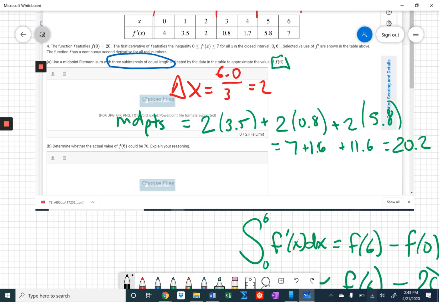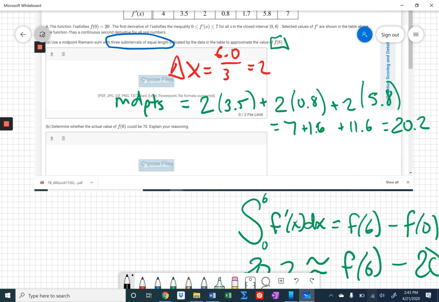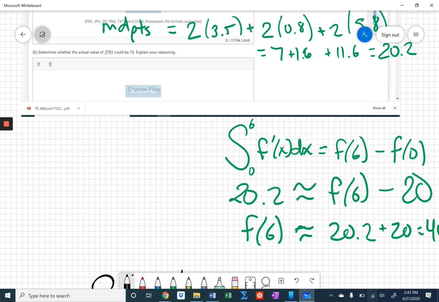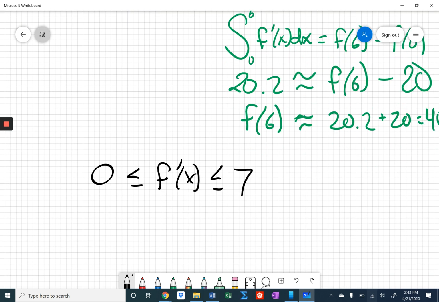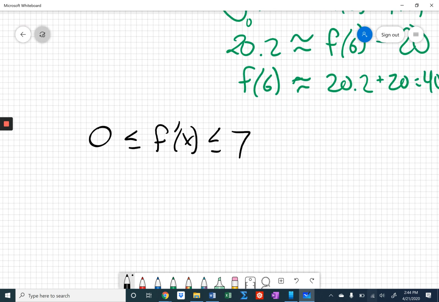All right, moving on to part B. It says determine whether the actual value of f of 6 could be 70 and explain your reasoning. Of this entire quiz, this is probably the most challenging question because it's a little bit cryptic and you're under time pressure, and how am I going to figure this out? Well, it's okay. Luckily, I think it's only a 2-point question. But nonetheless, they tell us that f prime is bounded between 0 and 7. So that right there gives you a little bit of a clue where to start looking.